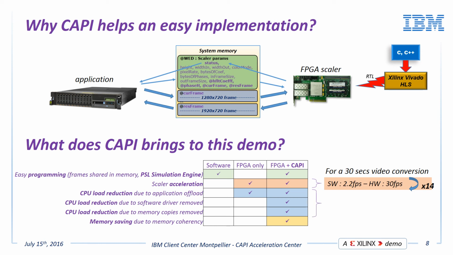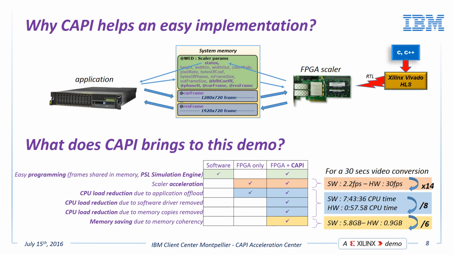The following points are about the way we can reduce the CPU usage, thanks to the FPGA, but also thanks to CAPI, which gets rid of the software driver and avoids any associated data copy. Look at the numbers. For a 30 seconds video, we saved 8 times the CPU time. And at last, looking at the memory saved by not using a driver, we saved 6 times the memory used.